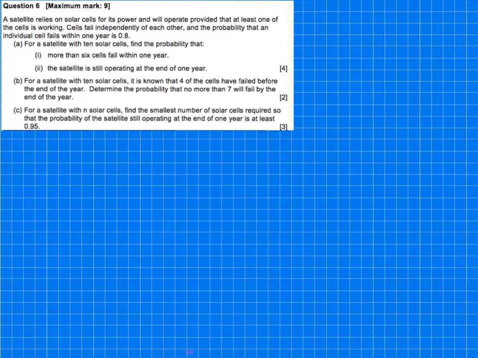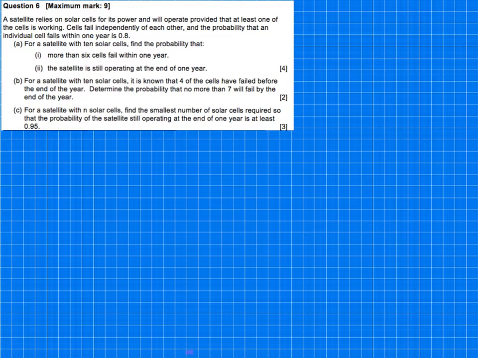Question 6 on paper 2, it's a binomial distribution question. It doesn't say that it's a binomial distribution question, we've got to figure that out ourselves. So let's have a read. A satellite relies on solar cells for its power and will operate provided that at least one cell is working.